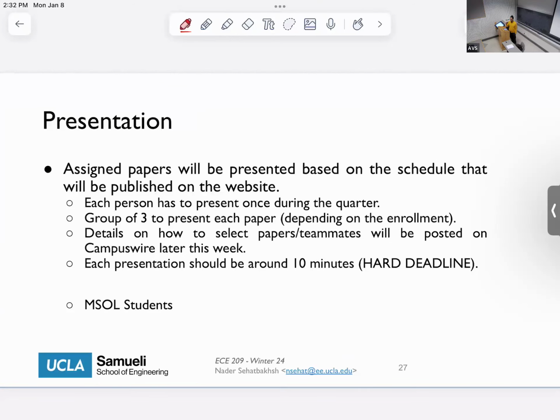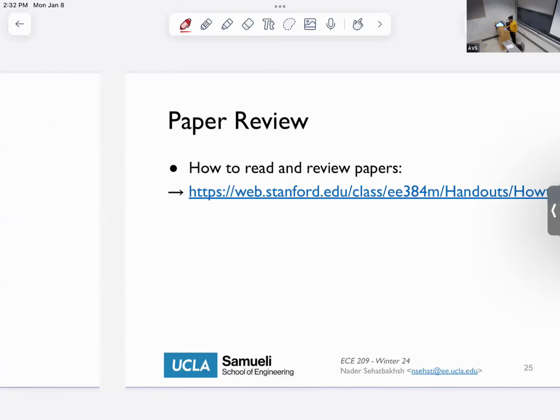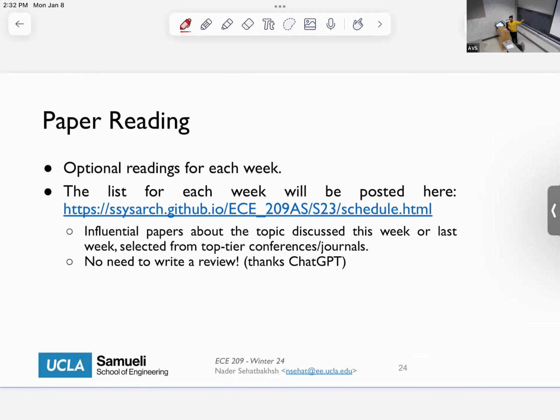If you click on the sign up sheet, you will see a Google form where you have to write down your name and select the papers that you like. The papers are in different categories, and there are paper numbers, based on the paper list that I provided here. If you go here, this is the paper list.